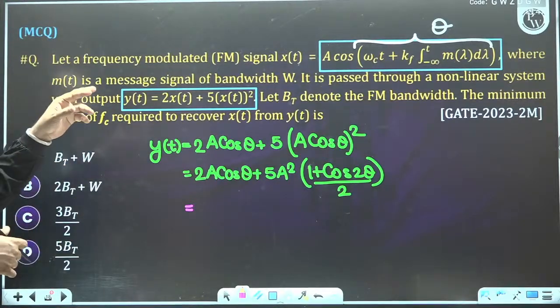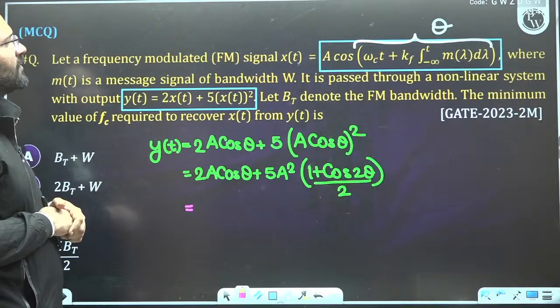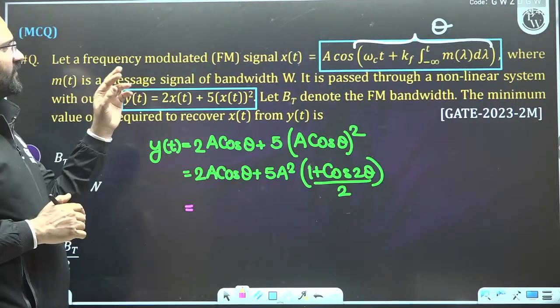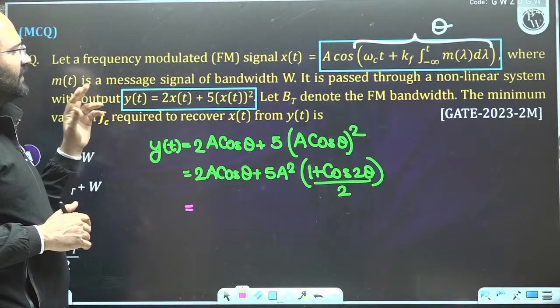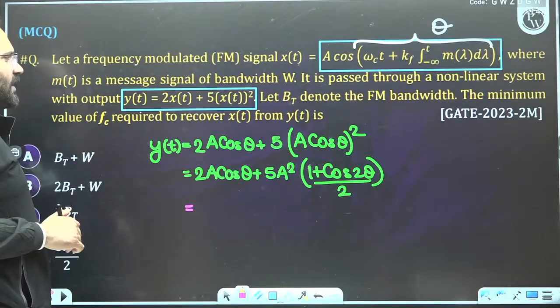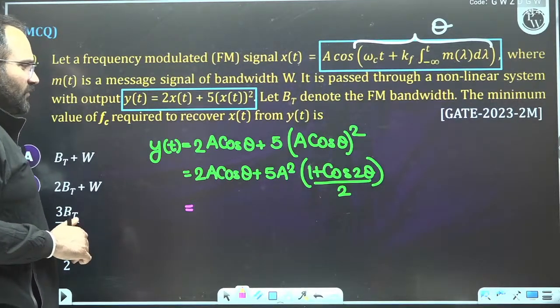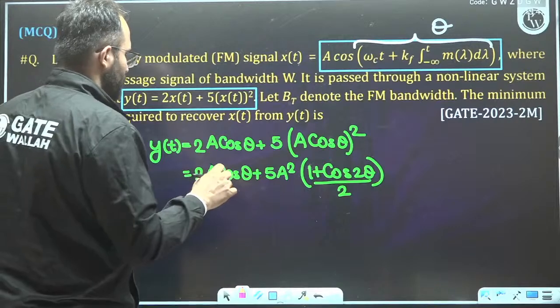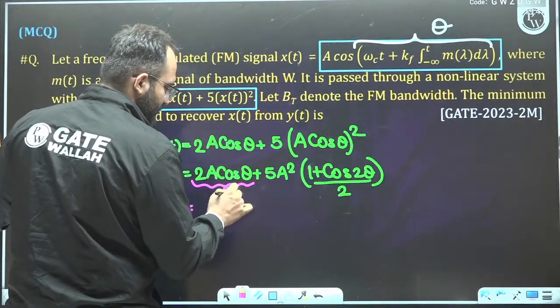Now the BT denotes the FM bandwidth. This is the message. It is passed through a nonlinear system with output of this. Okay, let BT denote the FM bandwidth. What is the minimum value of fc required to recover x t from y t? Okay, we want to recover x t. We want to recover this term only.